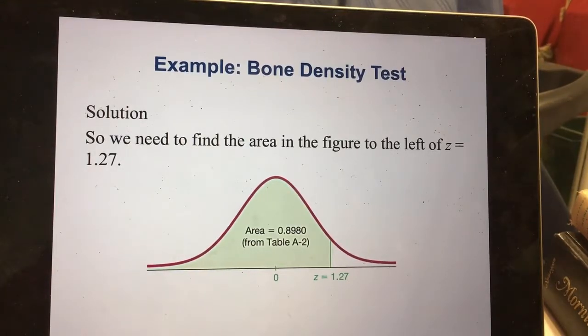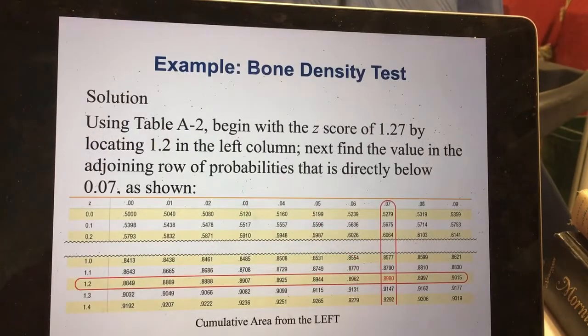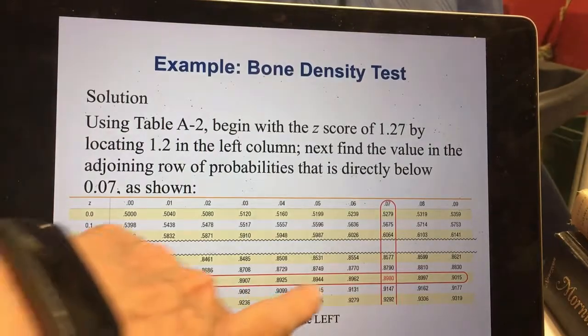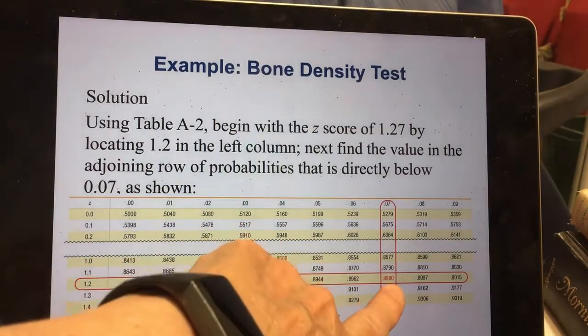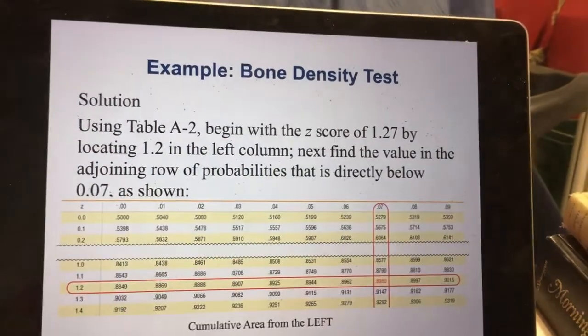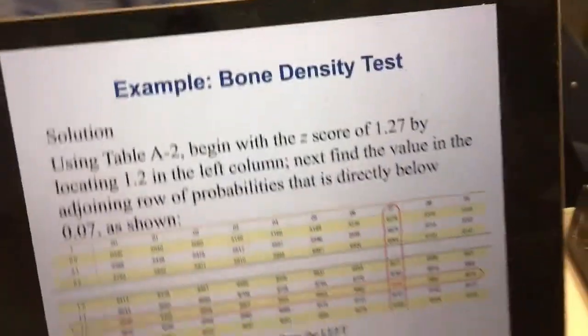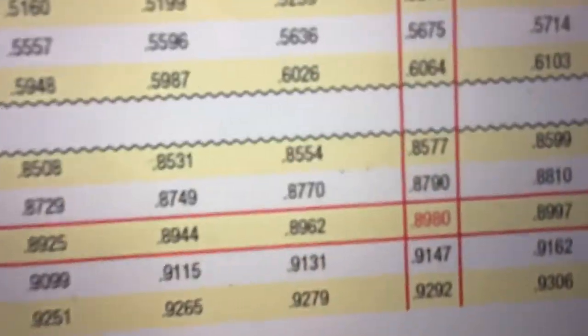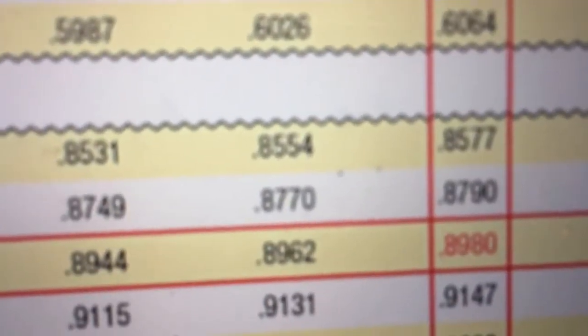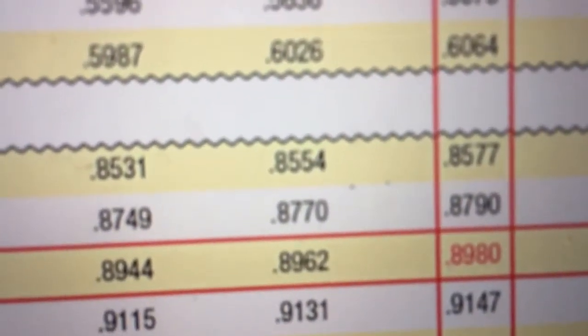Okay, so now we need to find the area in the figure to the left of 1.27. When we go to our chart, we've got 1.2. We go all the way across to the 7, and we get, I don't know if I can get you close enough to see it. There you go, 0.8980.